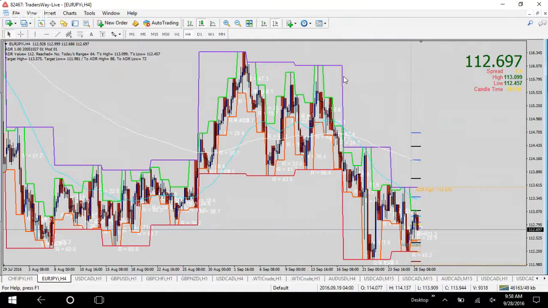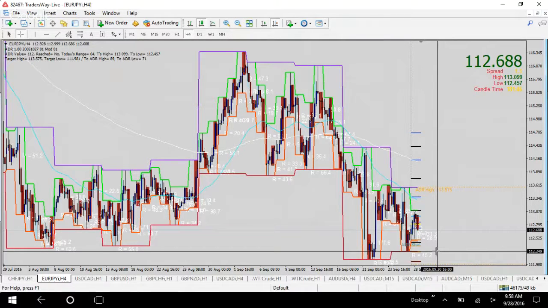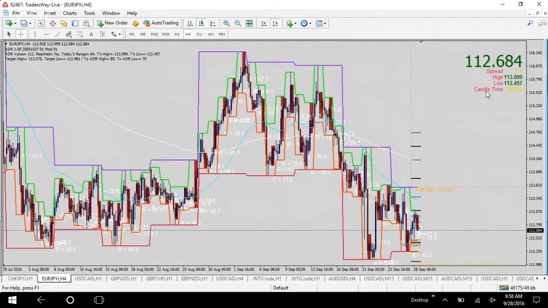It does play with your mind a little bit because what you can see is, let's say we entered here, price went all the way up here, then price dropped down here. The price would shoot up here, the price would drop down here, then the price would shoot up here. So it's just all about being patient and not letting the chart play with your mind.